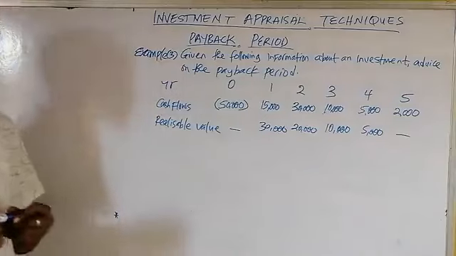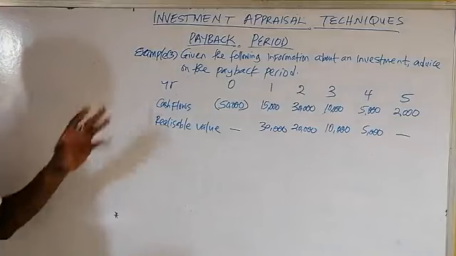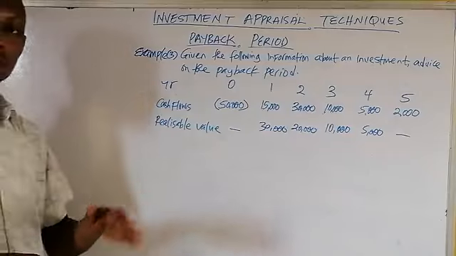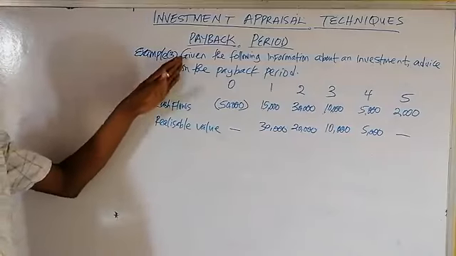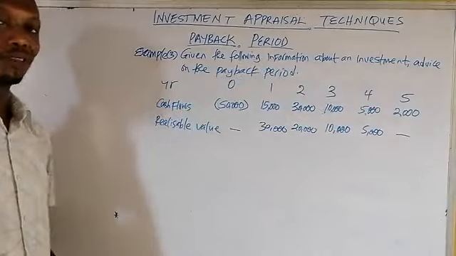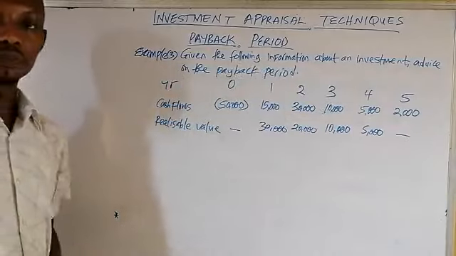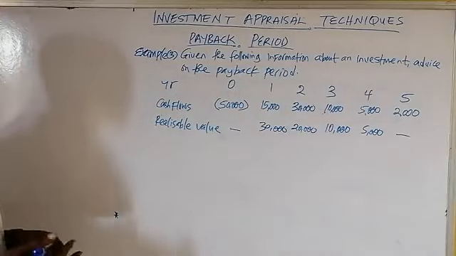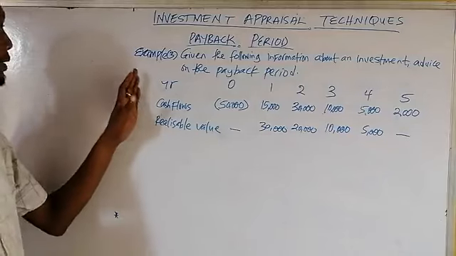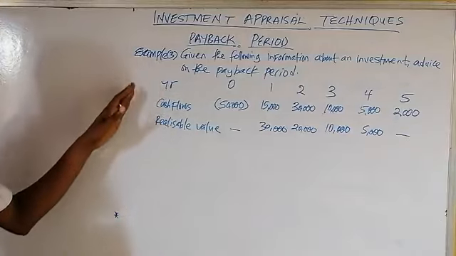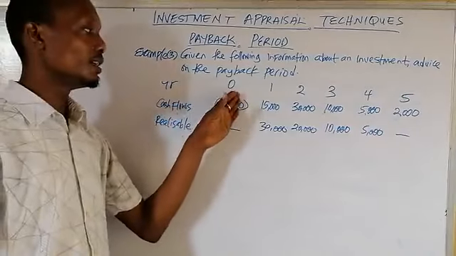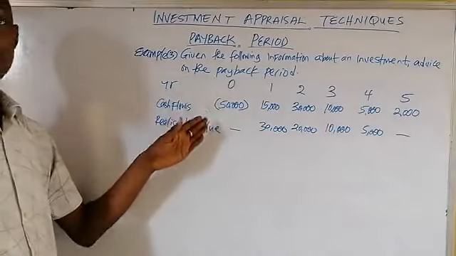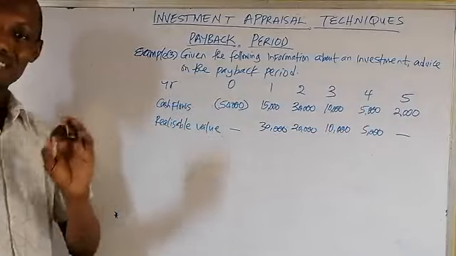Now, this is another scenario under payback period, which is known as the payback period with bailout factor. The question goes thus: given the following information about an investment, advise on the payback period. So the information given to us is as follows. Here we have year 0, 1, 2, 3, 4, 5. The cash flows are, in year 0, 50,000. Year 0 is the year of investment.